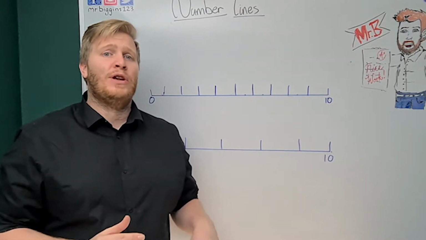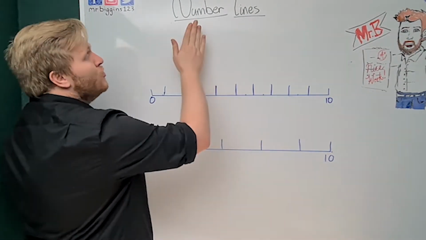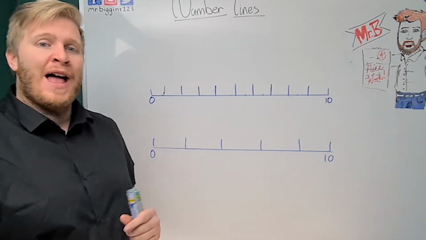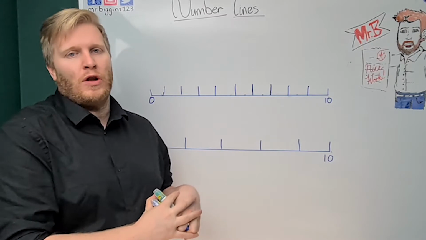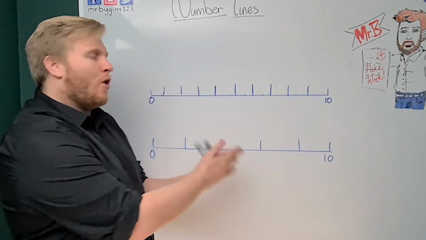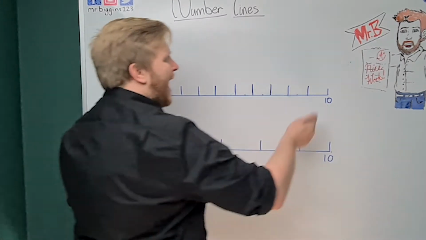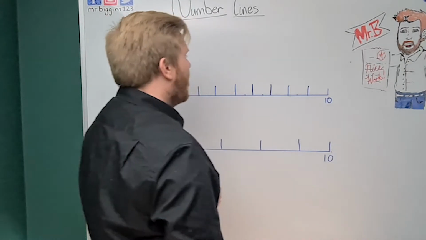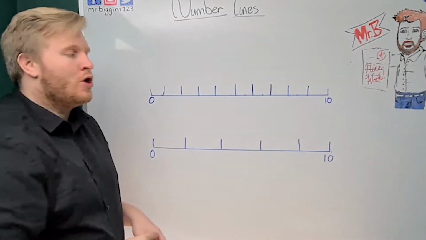In today's video, what we're going to be looking at is number lines, and how we can use them and how we can find different numbers on them. So we're just going to jump straight in, okay? We've got two number lines here on the board. We have one between 0 and 10, and we have one between 0 and 10. Deja vu. So we have two number lines.